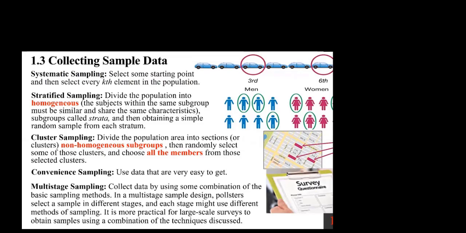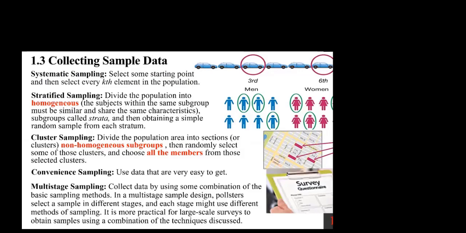And multi-stage sampling. Collect data by using some combination of the basic sampling methods. In a multi-stage sample design, pollsters select the sample in different stages, and each stage might use different methods of sampling. It is more practical for large-scale surveys to obtain samples using a combination of the techniques discussed. Good. Okay, the techniques that you really should know are the first 4 that we discussed. The multi-stage sampling normally happens when we have a large sample size.